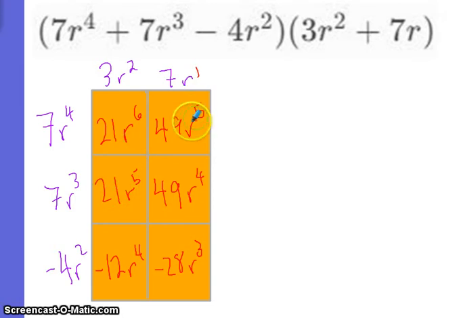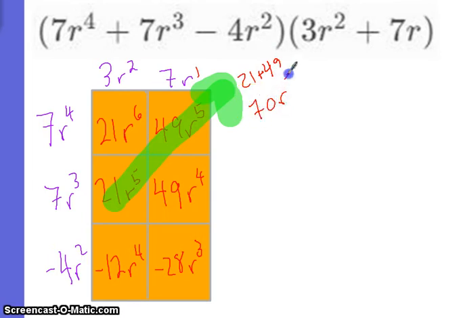They're right here. Here's an r to the 5th, and here's an r to the 5th. So I'm going to draw an arrow going through those two. And then 21 plus 49 makes 70r to the 5th. And then that takes care of those two terms. And then the other two like terms are my r to the 4ths on the diagonal. Negative 12 and positive 49.